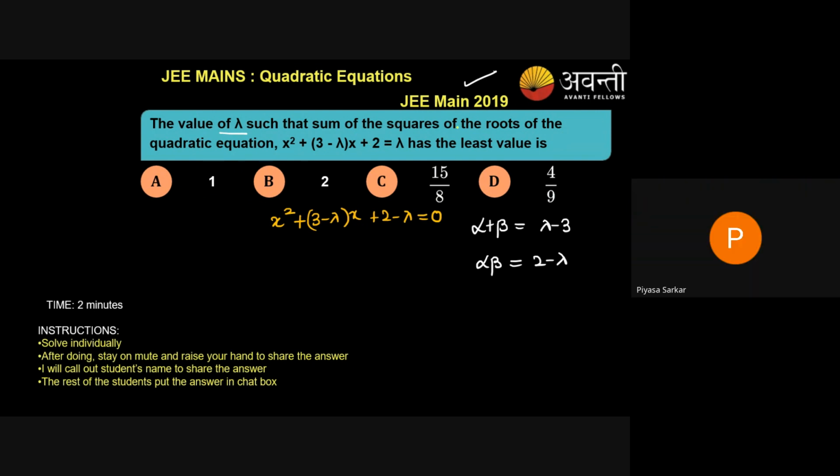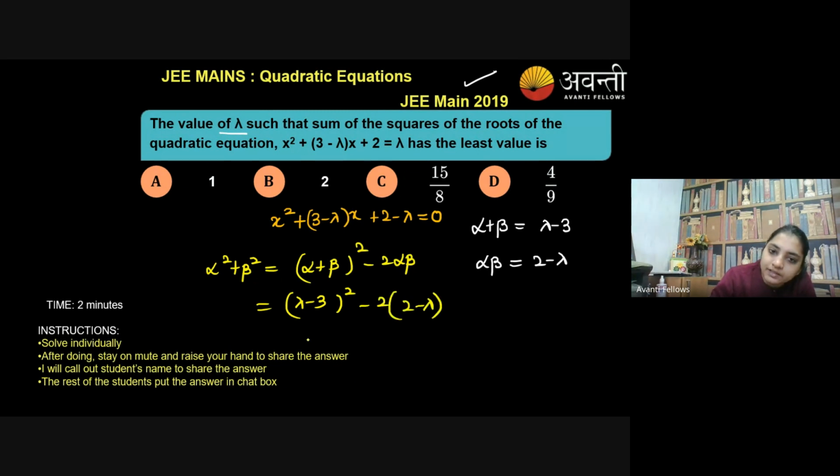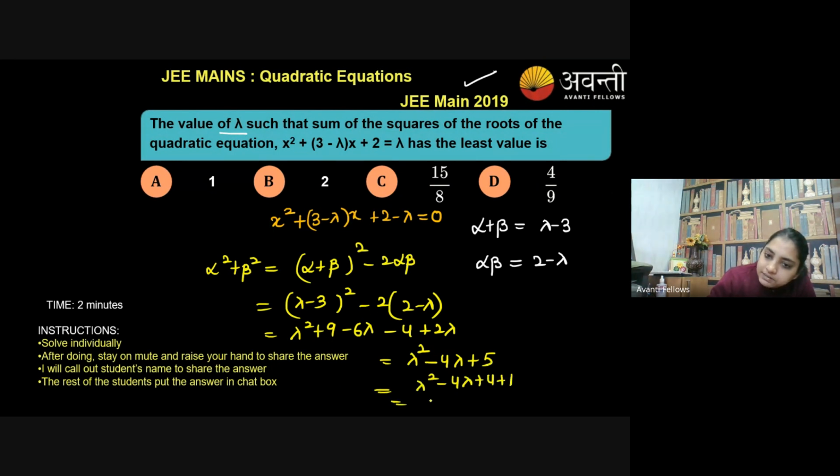This is the sum of squares of the roots. It means alpha square plus beta square. I can rewrite it as alpha plus beta whole square minus 2 alpha beta. It means lambda minus 3 whole square minus 2 into 2 minus lambda, dear. It means lambda square plus 9 minus 6 lambda minus 4 plus 2 lambda. So it must be equals to lambda square minus 4 lambda plus 5. I can even rewrite it as lambda square minus 4 lambda plus 4 plus 1. It means lambda minus 2 whole square plus 1. Agree?